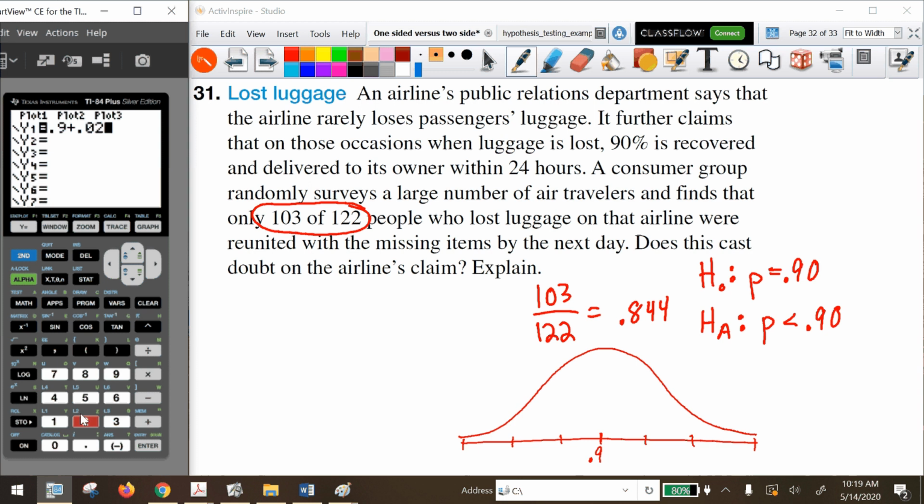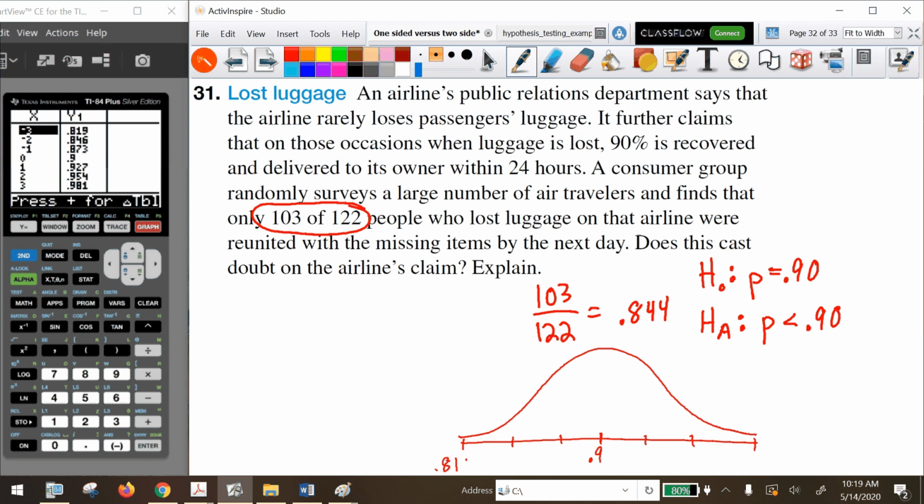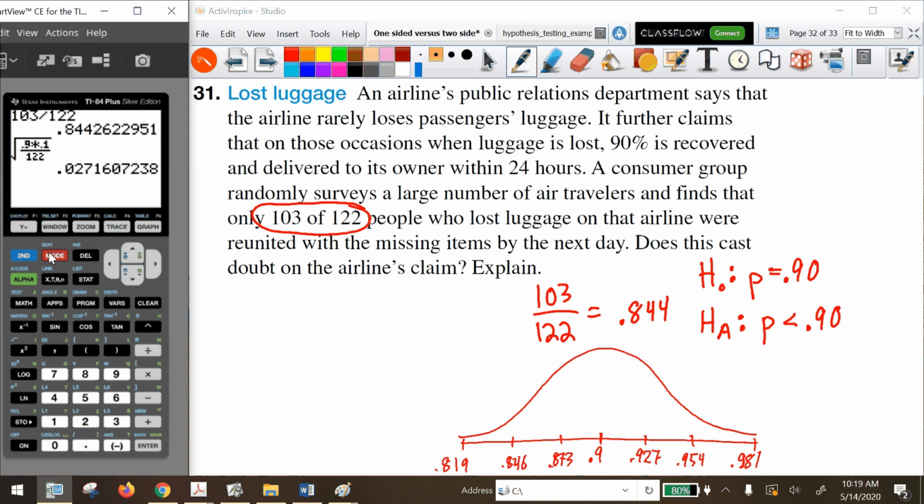So I'm going to count 0.027 standard deviations on either side of the mean. So we get 0.819, 0.846, 0.873, 0.927, 0.954, 0.981. All right. So this had a mean of 0.9 and our standard deviation was 0.027.